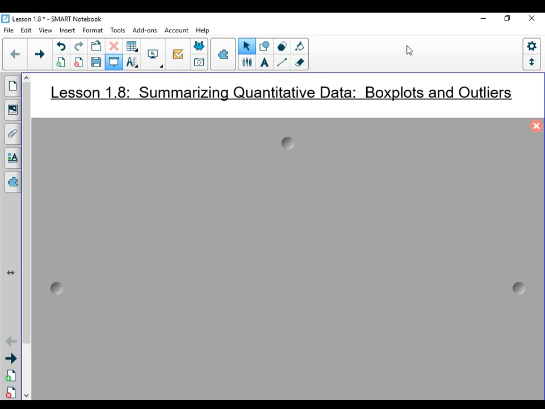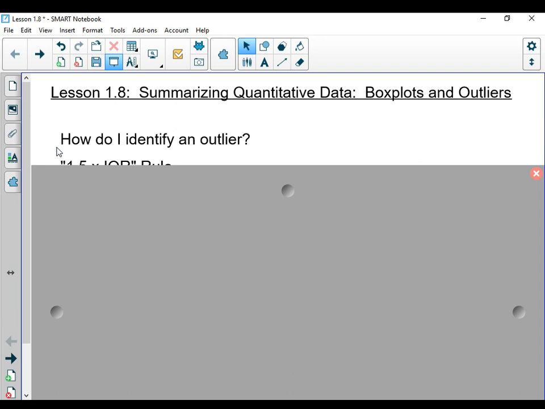And then we're also going to find a way, we talked about outliers a little bit, but so far we've just said it's a lot bigger or a lot smaller than everything else. We're going to have a rule for how we can figure out if it really is an outlier for our data. So we're going to start with that.